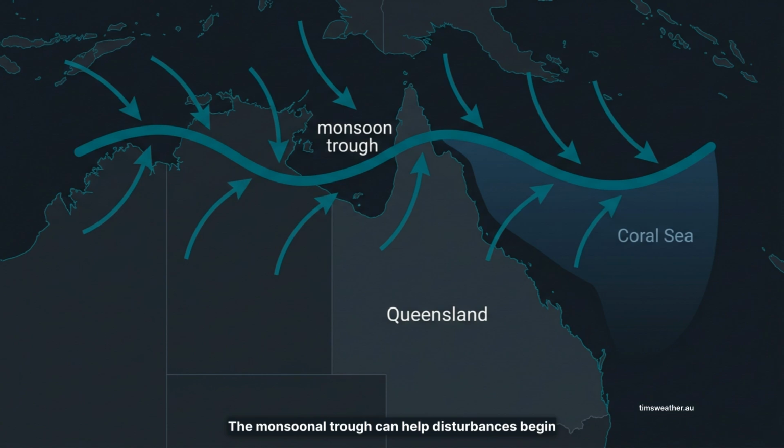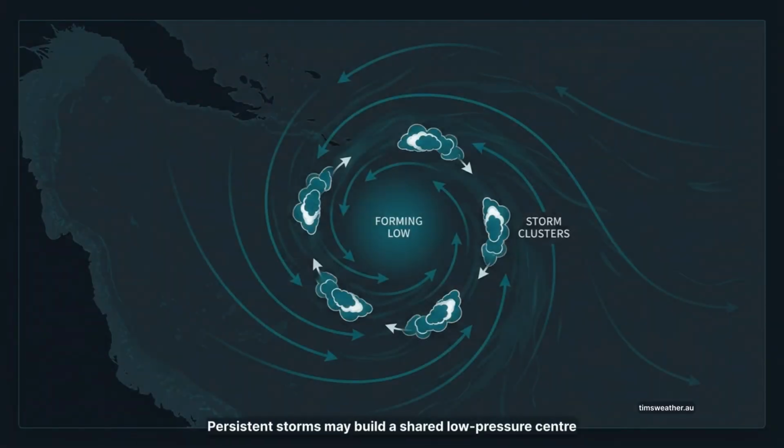Forecasters also watch vertical wind shear. Wind shear means winds changing speed or direction with height. Strong shear can push the top of the storm away from the low-level center, leaving the system tilted and disorganized. Weak shear lets thunderstorms stay stacked closer over the center, which gives the circulation a better chance to tighten.